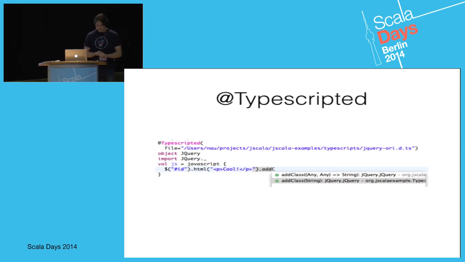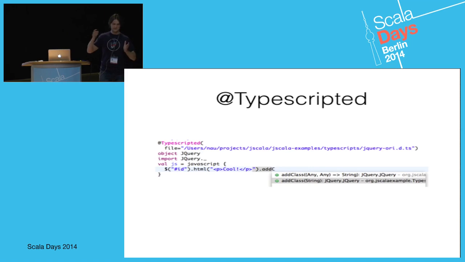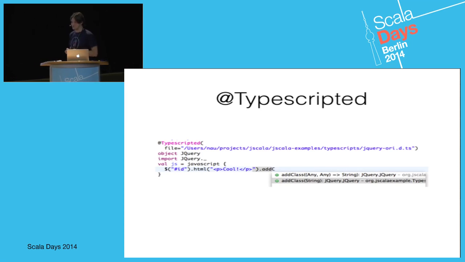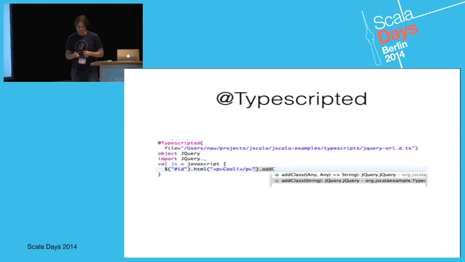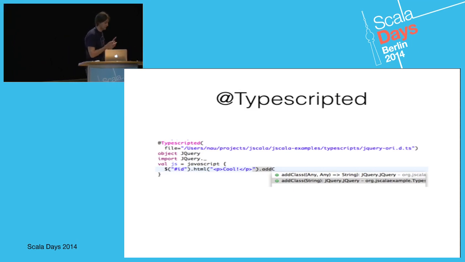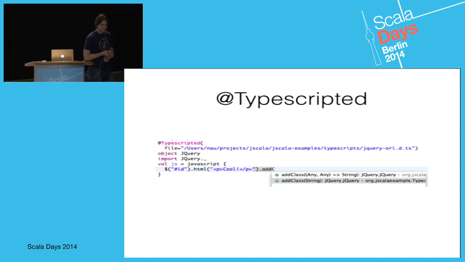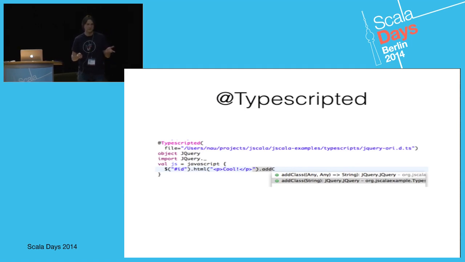When I told you that you can use JS Dynamic to write anything in your Scala that's going to be converted to JavaScript, it's interesting, but kind of useless because you're losing all the type safety and all the IDE support that you might want. And who uses plain JavaScript these days? You almost always use libraries, jQuery, Angular, whatever. That's why support from the IDE is very desirable.